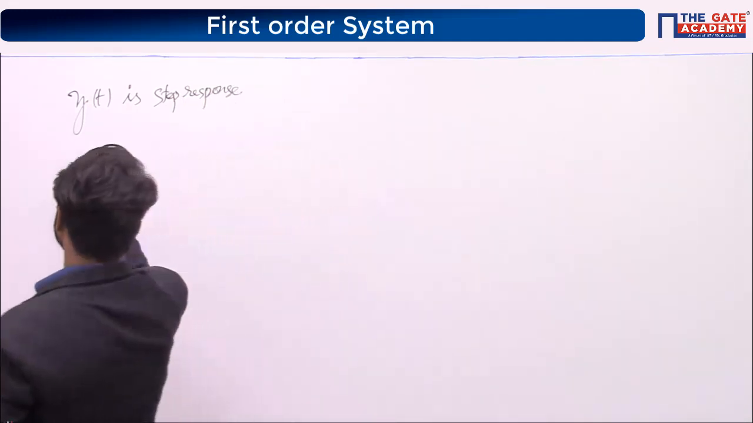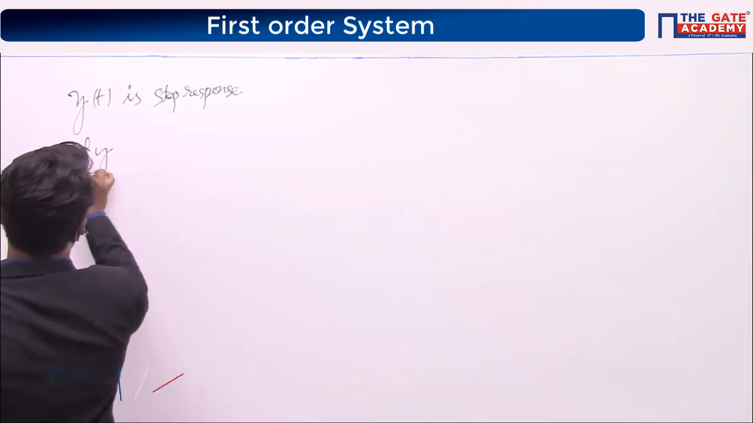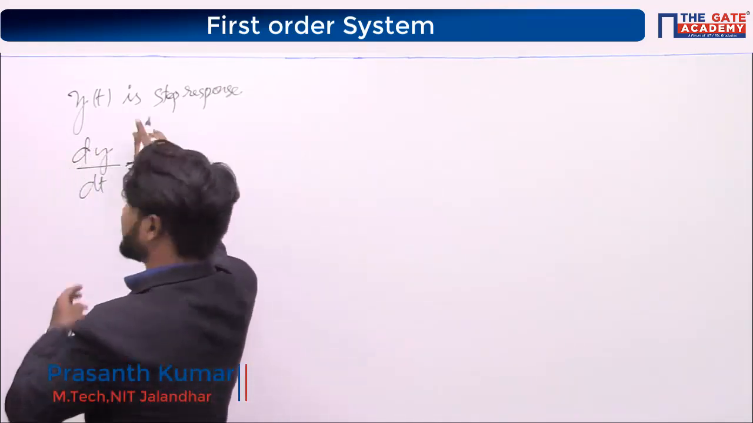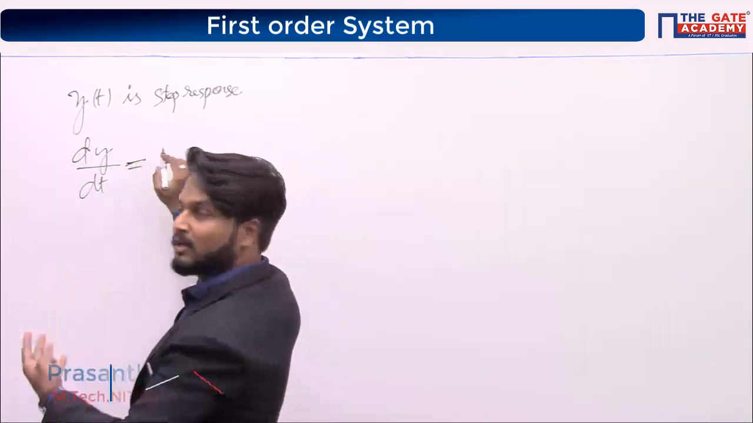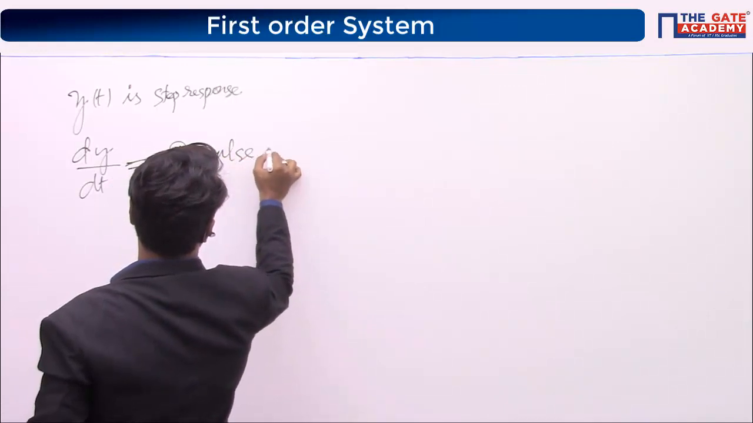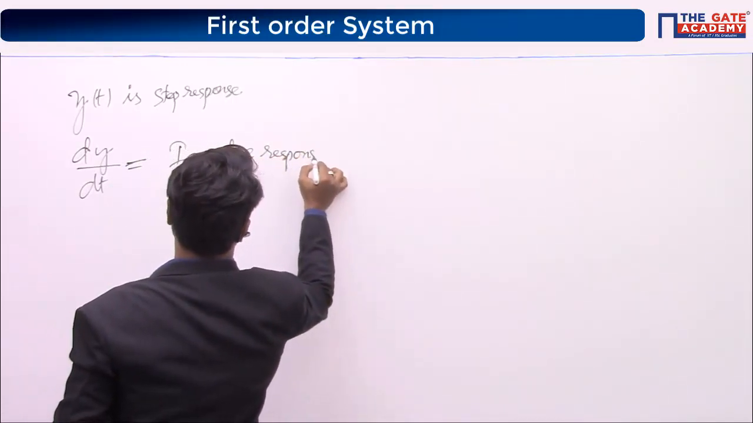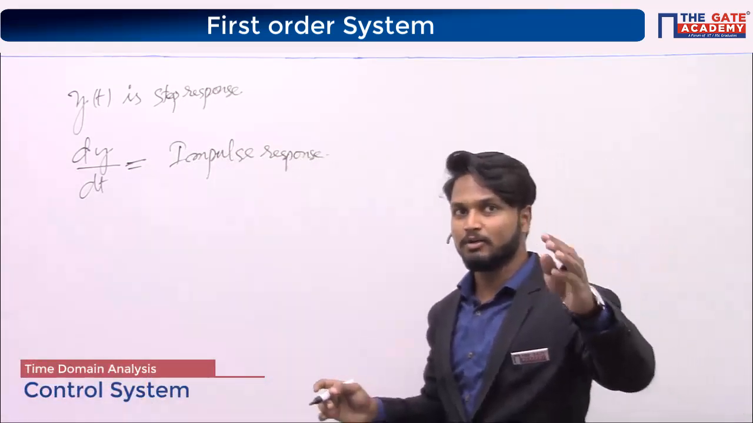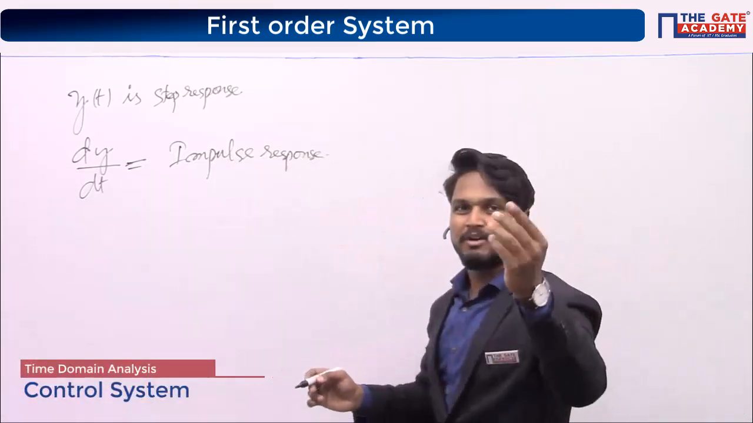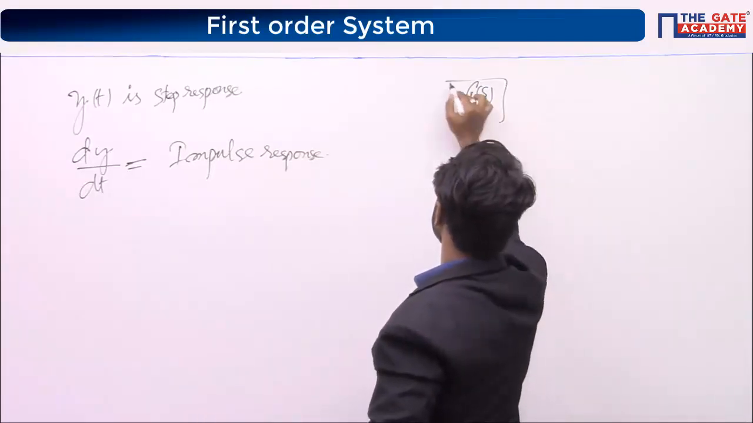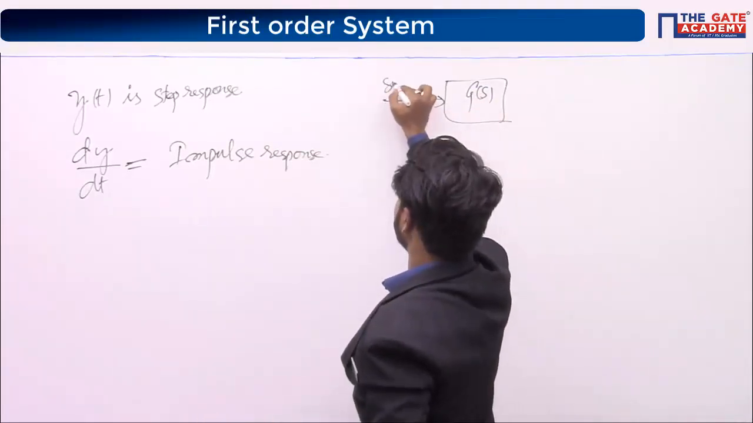dy/dt is differentiation of y of t. This is nothing but differentiation of step response. What will you get? You will get impulse response. So what you people generally will do is you will just give an impulse input to the system. What is your system G of S? You will give impulse input to the system, that is delta of t.